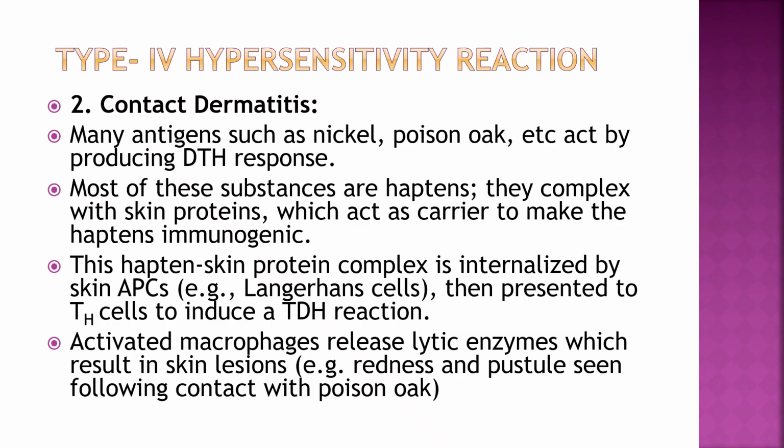For hypersensitivity reaction, the second example is contact dermatitis. Many antigens such as nickel, poison oak, etc. act by producing a DTH response. Most of these substances are haptens. They complex with skin proteins which act as carriers to make the haptens immunogenic. This hapten skin protein complex is internalized by skin APCs, that is Langerhans cells, and then presented to TH cells to induce a DTH reaction. Activated macrophages release lytic enzymes which result in skin lesions. Example: redness and pustules seen following contact with poison oak.